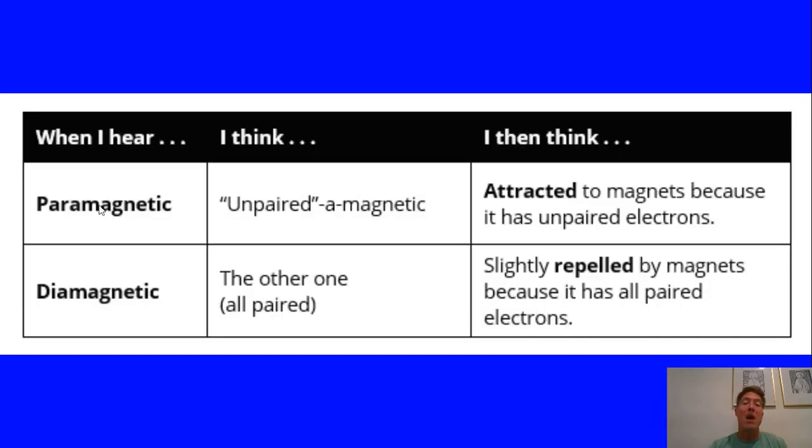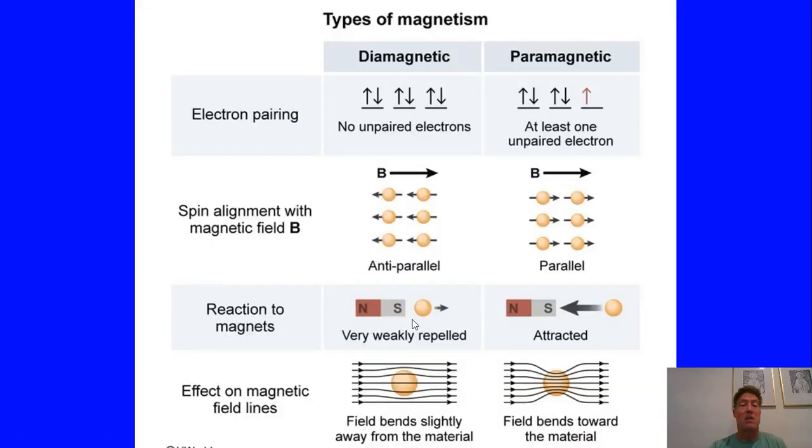So when you hear paramagnetic, think unpaired, attracted to magnets because it has unpaired electrons. Diamagnetic means the other one, it means they're all paired up, nothing's unpaired. And it's slightly repelled by magnets because it has all paired electrons. So this is an example. Here, everything is paired up. Everything's canceling out. No unpaired spin. But here we have at least one unpaired electron. This has a spin that isn't being canceled out. And so in a magnetic field, it is going to be attracted to that field.